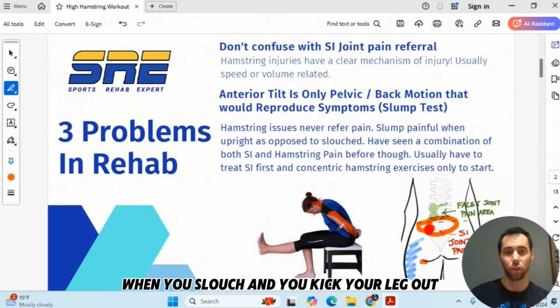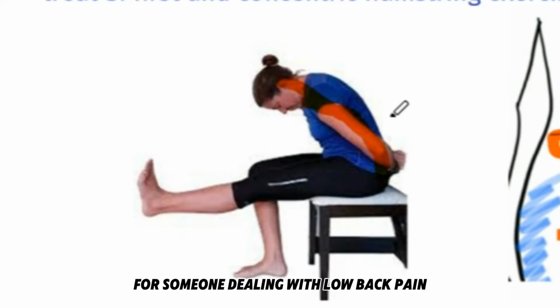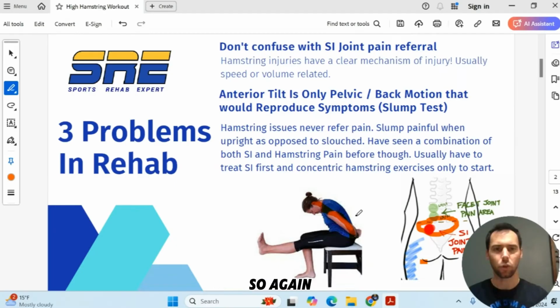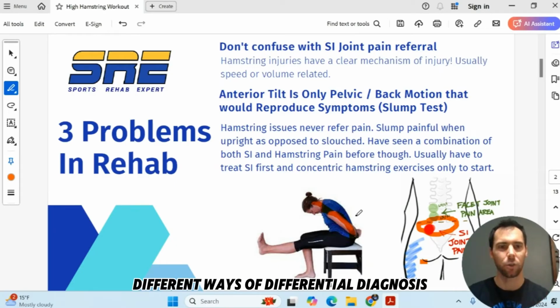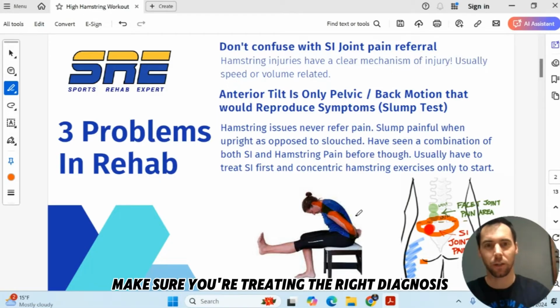When you slouch and you kick your leg out, as pictured here, that's usually more painful for someone dealing with low back pain, radiculopathy, or SI joint pain. So again, different ways of differential diagnosis, but again, if you feel it's a hamstring issue, make sure you're treating the right diagnosis.